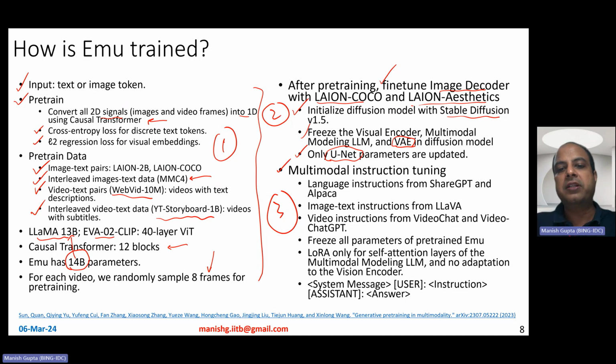In multimodal instruction tuning, they basically, of course, need instruction tuning datasets. So first, they start with language instructions from ShareGPT and Alpaca. Then they look at image text instructions from LLaVA. They take video instructions from VideoChat and VideoChat-GPT.